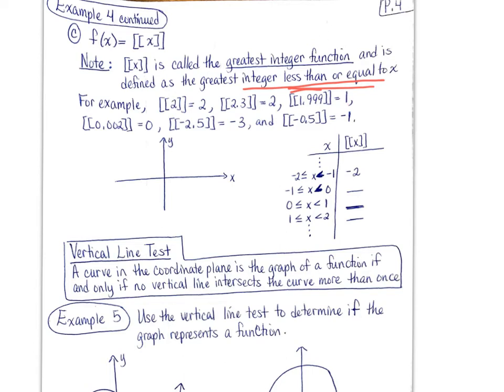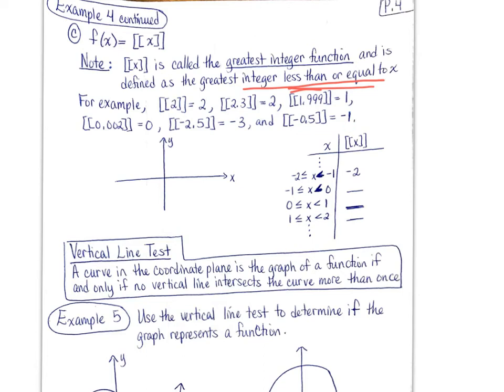You're choosing the greatest integer less than or equal to the number inside of the symbol. So the greatest integer less than or equal to 0.002 is 0. The greatest integer less than or equal to negative 2.5 is negative 3, right? Because negative 3 is the greatest integer less than or equal to this. Then the greatest integer less than or equal to negative 0.5 is negative 1.